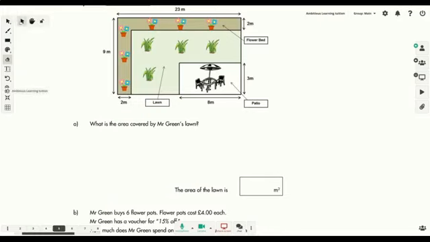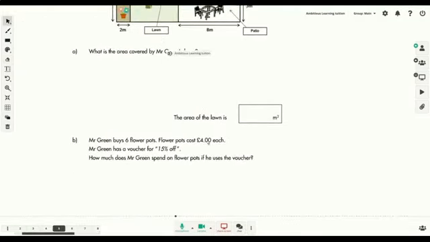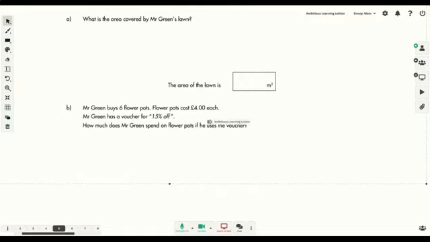Number B. In number B, they are asking us, Mr. Green buys 6 flower pots. Flower pots cost £4 each. That's the cost of them. Mr. Green has a voucher for 15% off. He has a voucher which gives him 15% off. So how much does Mr. Green spend on flower pots if he uses his voucher?